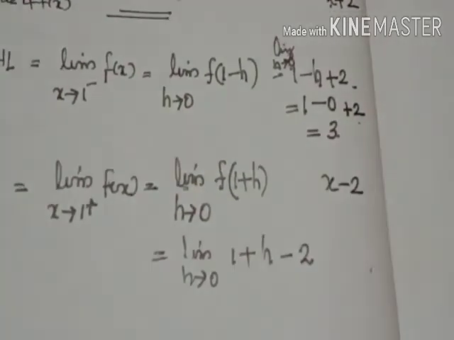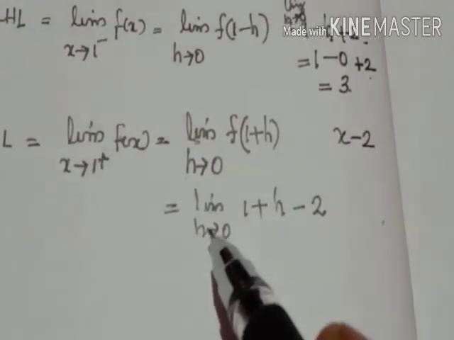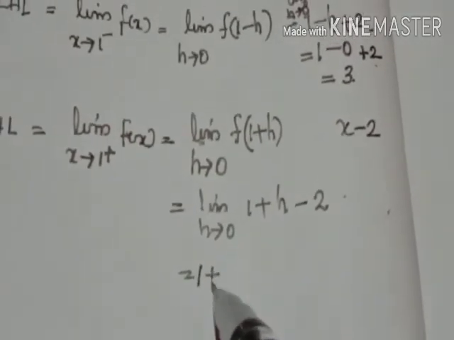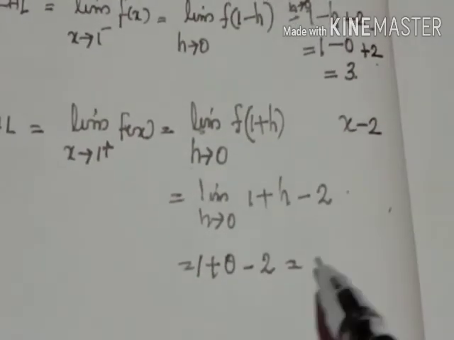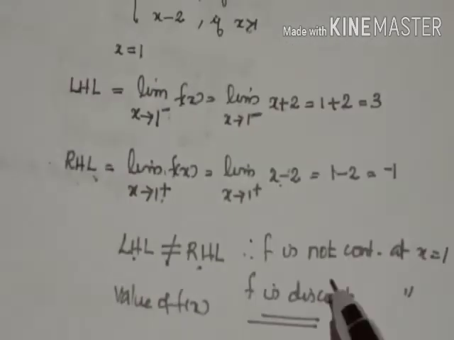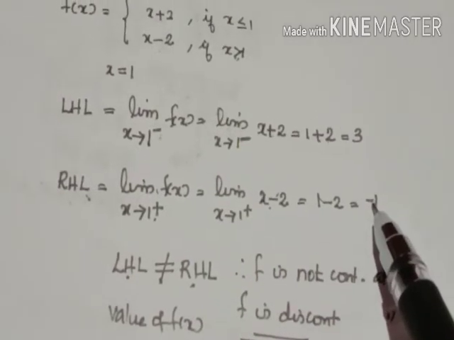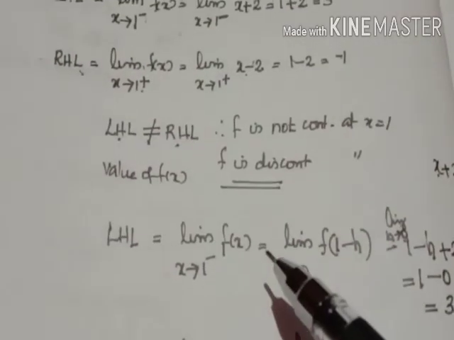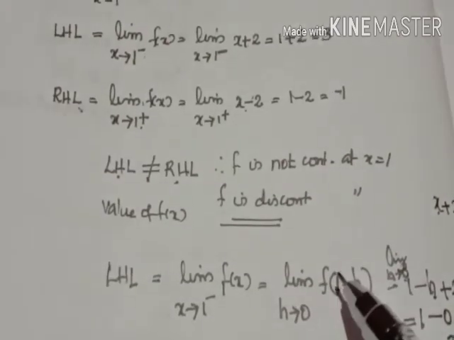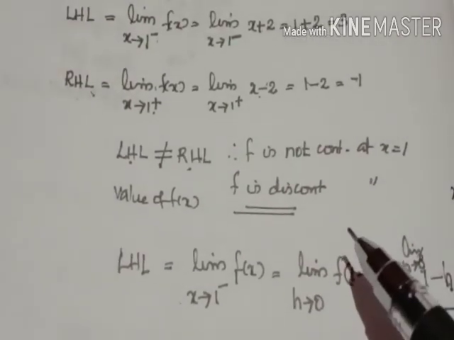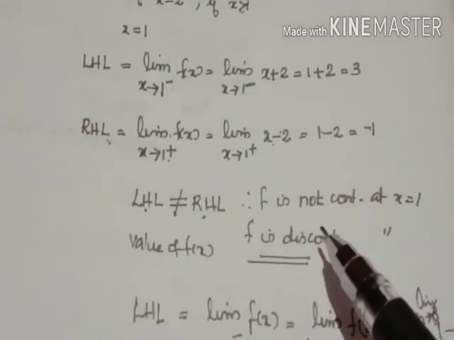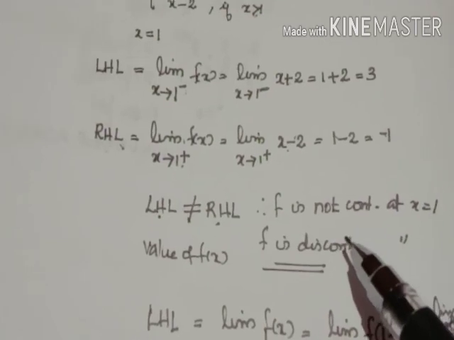Is it clear? Now apply the limit, which means put h equal to 0. So what is the value? 1 plus 0 minus 2, so the answer is minus 1. The right hand limit is equal to minus 1. So in both ways we can find the left hand limit and right hand limit. In the notes I explain both methods. It's up to you; you can accept one of the methods. If you feel one is the easier method, you can follow it.